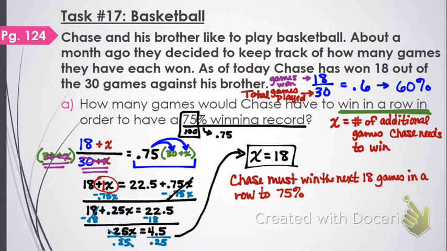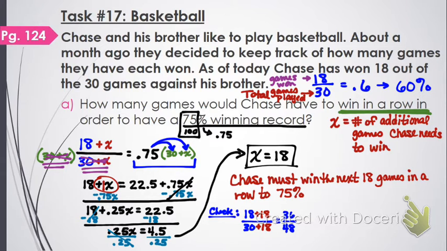How do I know if that's right? We can check it. How would I go about checking it? Substitute in the place of x. Yes, we're going to substitute that in the place of x. So I would do 18 plus the next 18 games, right? That'd be my numerator. What's 18 plus 18? 36. He's already played 30 games. He needs to play 18 more if he's going to win 18 more. What's 30 plus 18? 48.